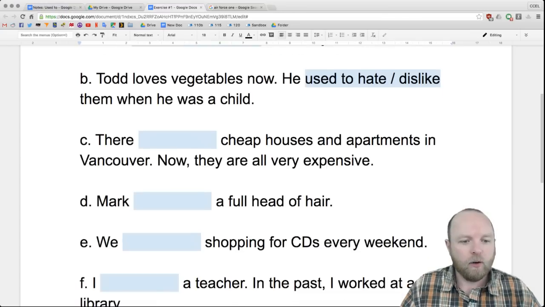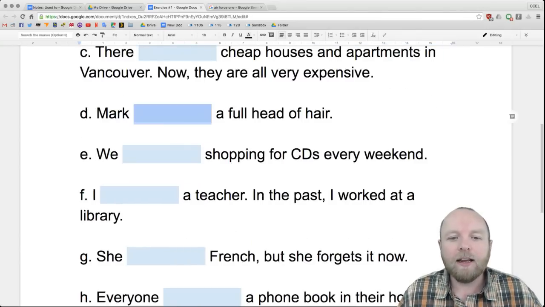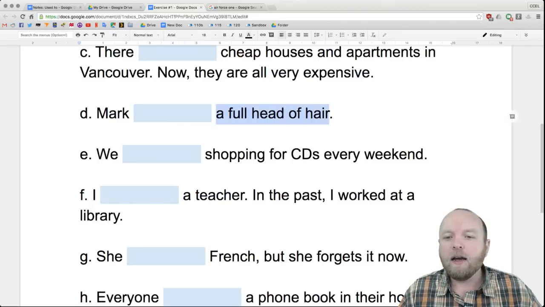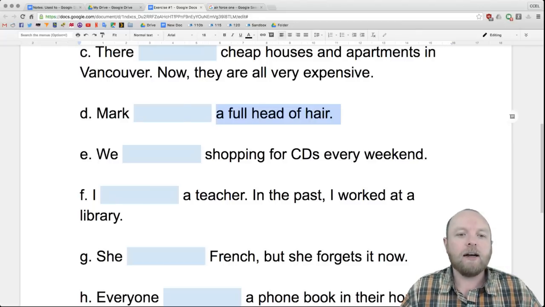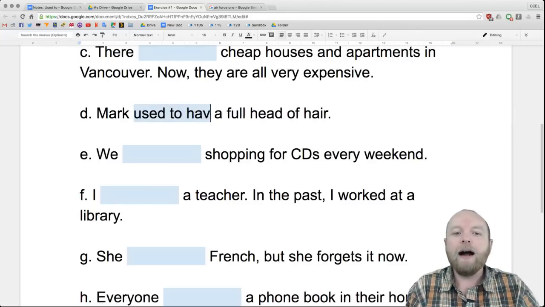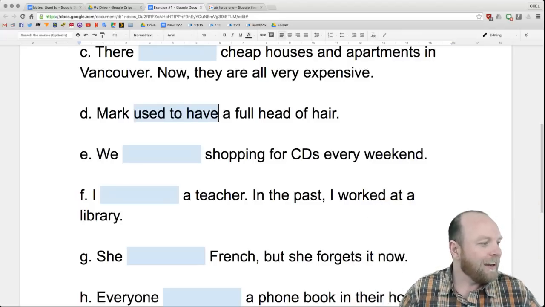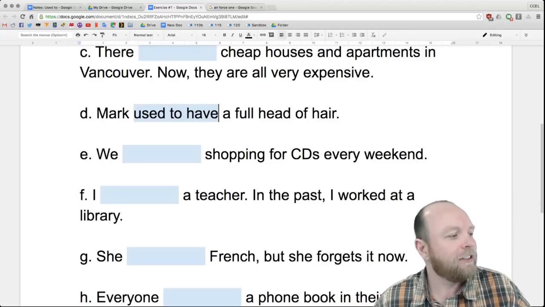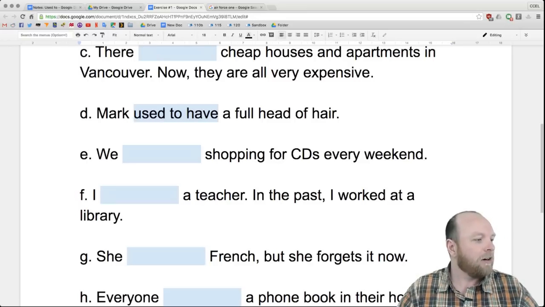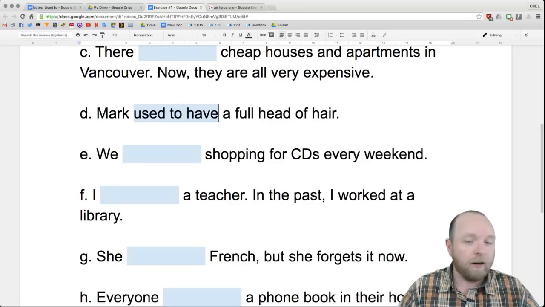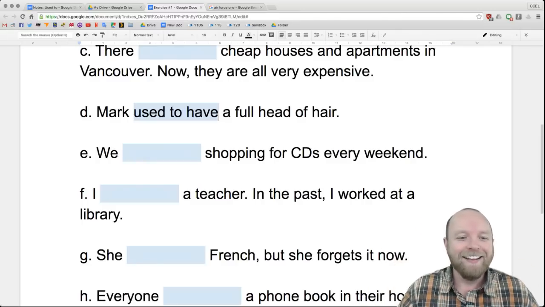Okay, let's go on. Mark, something, a full head of hair. Yes, I used to have. I used to have a full head of hair. Artur, yes, good job. Selma, good job. Aaron, Lydia, yes. Mark used to. Marianne, I'm skeptical about. No, Marianne, I did. Very long, beautiful hair, like you.